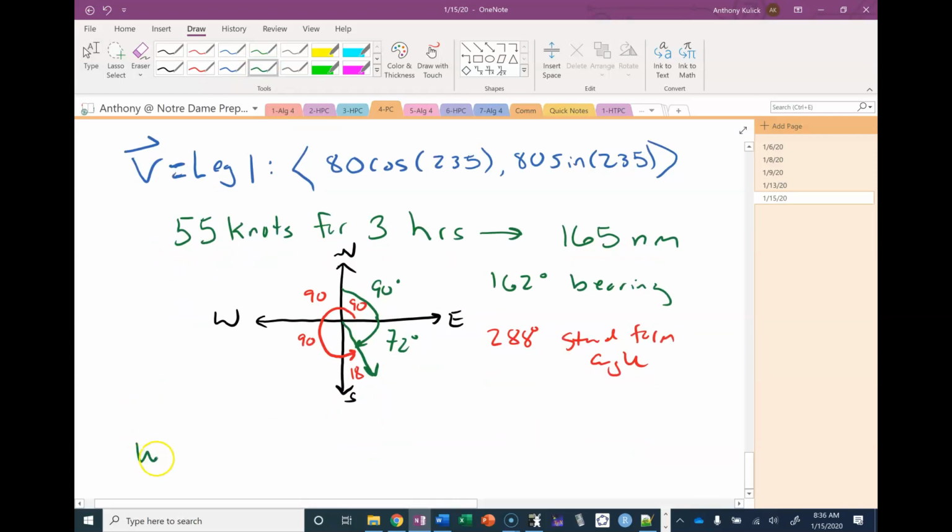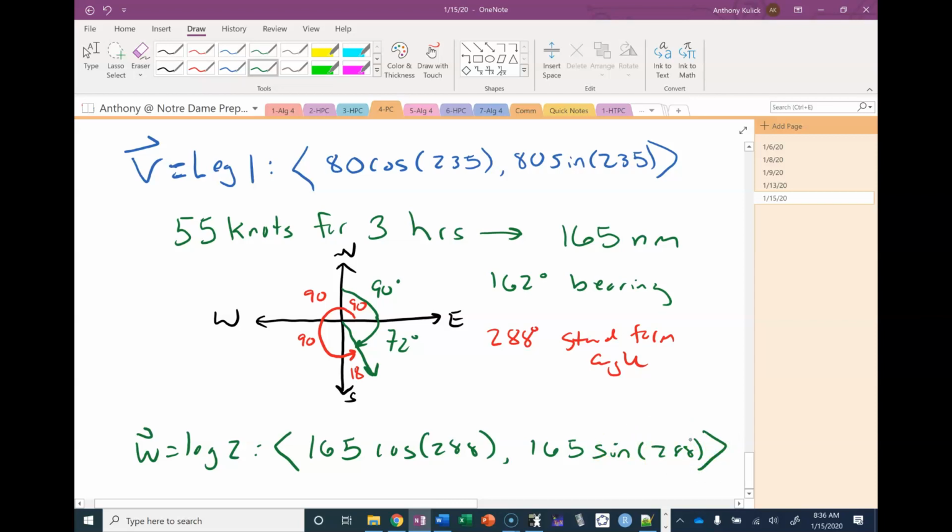Then I'll call this vector w, which will represent the second leg of our trip. So converting that into component form, I can do that. Is everybody okay with what we've done so far?